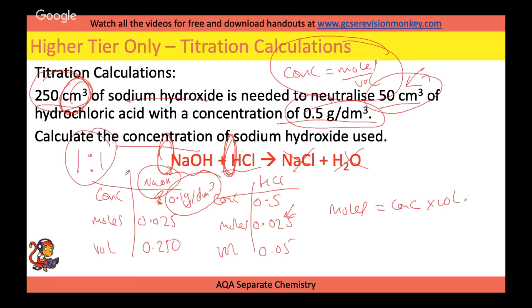Now, if this relationship wasn't 1 to 1, let's say it was 2 to 1, because you had a 2 here, you would need to double up your moles. Or if it was 2 to 1 the other way, you would need to halve your moles.